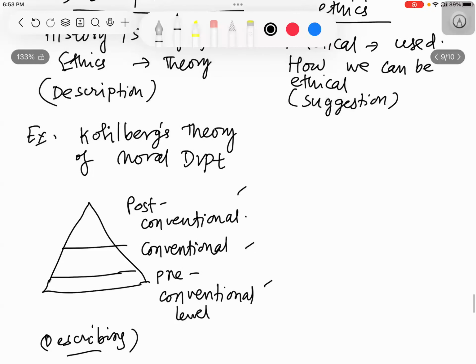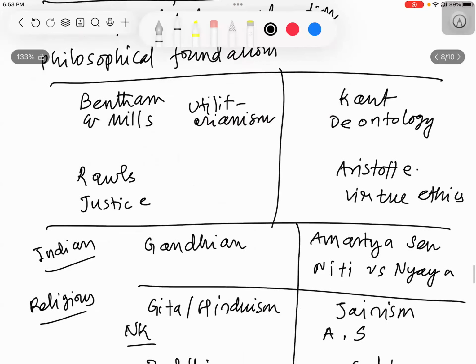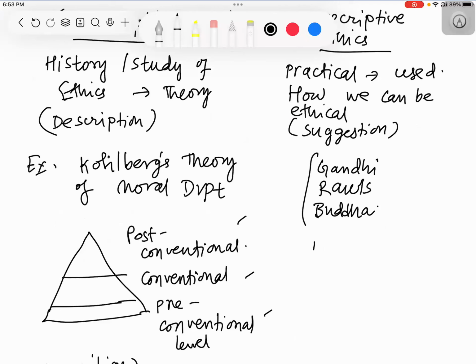But on the other hand, if you see prescriptive ethics, almost everything here that we discussed, these are all prescriptive ethics. What Gandhi is saying, what Rawls is saying, what even Buddha is saying, all of them are prescribing. They are telling people how to behave with others. For example, Gandhi's talisman. That is prescriptive. He is saying that on the basis of this you should take decision, right?